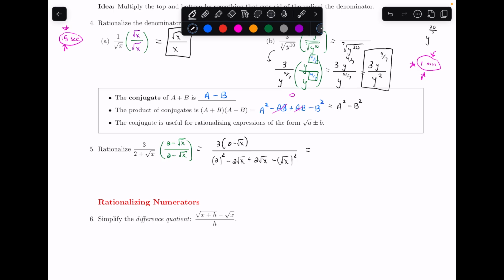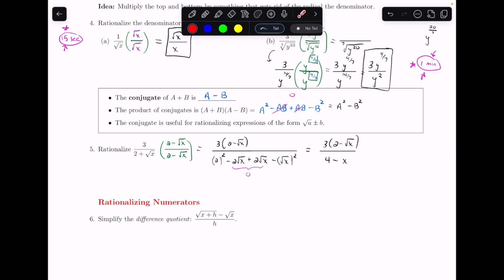And now, just like we saw up here, when you multiply by the conjugate, these middle terms are exactly opposites. So they will just become 0. What it leaves me with on the top is 3 times 2 minus root x. And on the denominator, 2 squared just becomes 4. And then the square root of x, once you square it, it cancels the root, like we've seen. So you'll just get minus x.